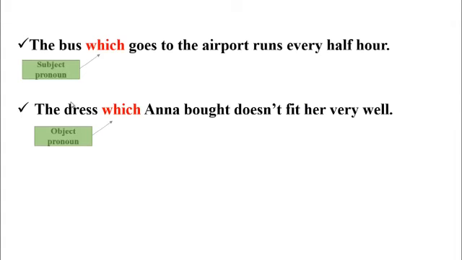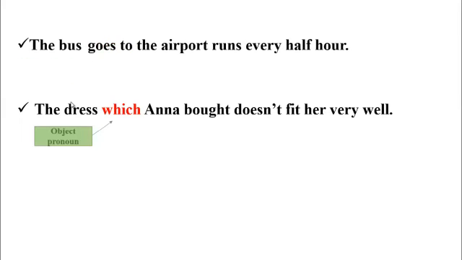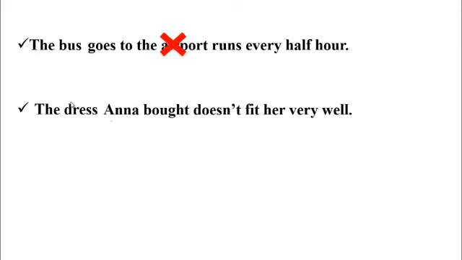It's the same with these two examples. The bus which goes to the airport runs every half hour. Here you can't omit the relative pronoun. You can't say, the bus goes to the airport runs every half hour. Here this sentence is incorrect. Why? Because the relative pronoun is a subject pronoun. In the second example, you can omit the relative pronoun which. You can just say, the dress Anna bought doesn't fit her very well. It is correct. Why? Because the relative pronoun here is an object pronoun.